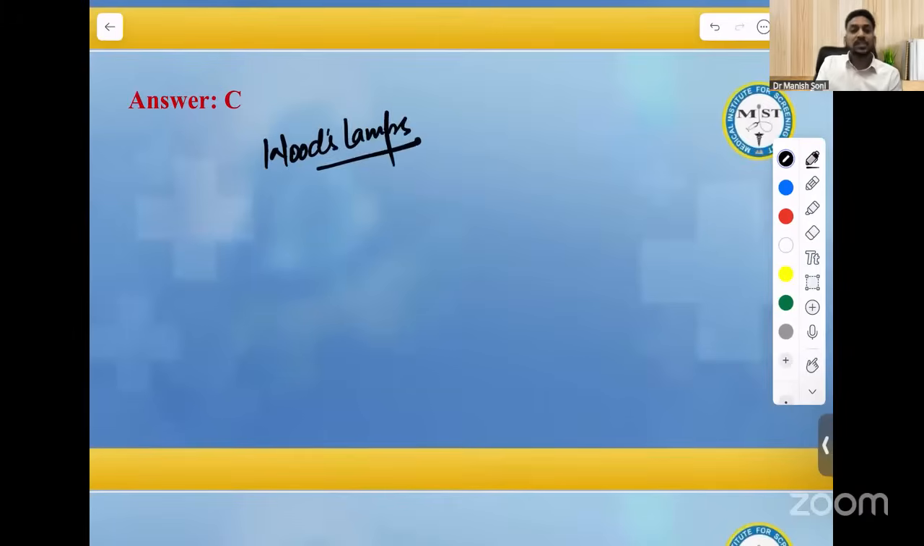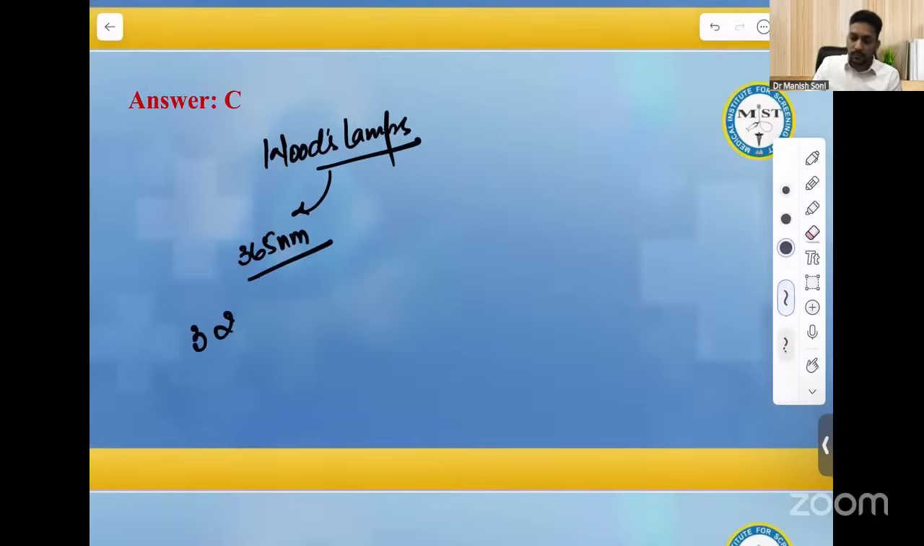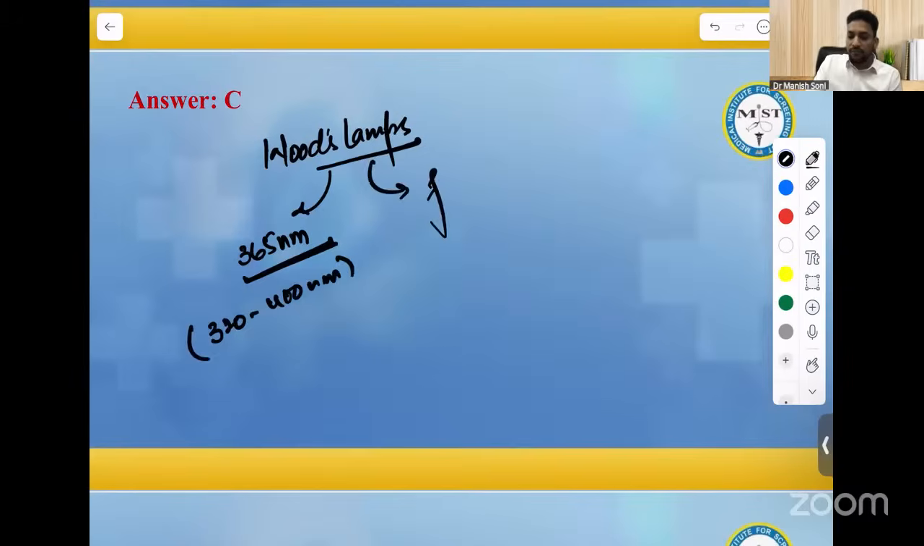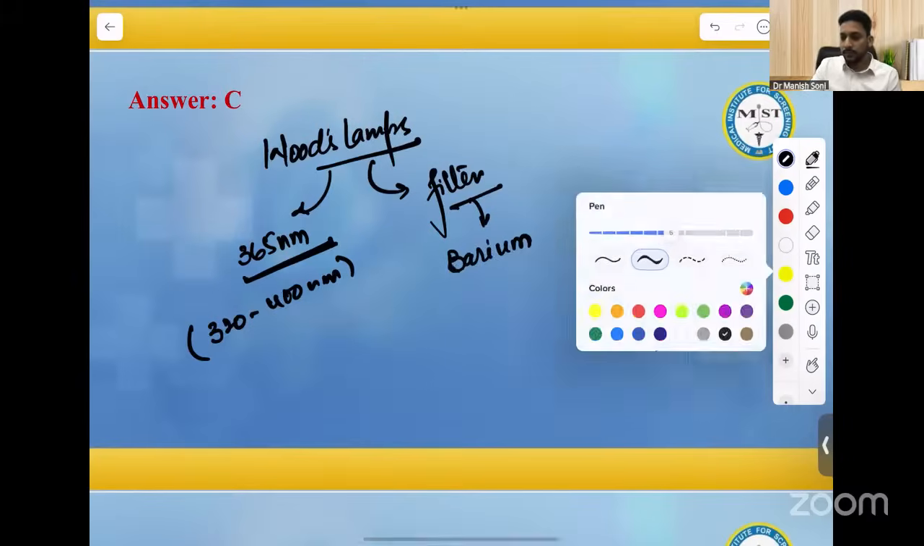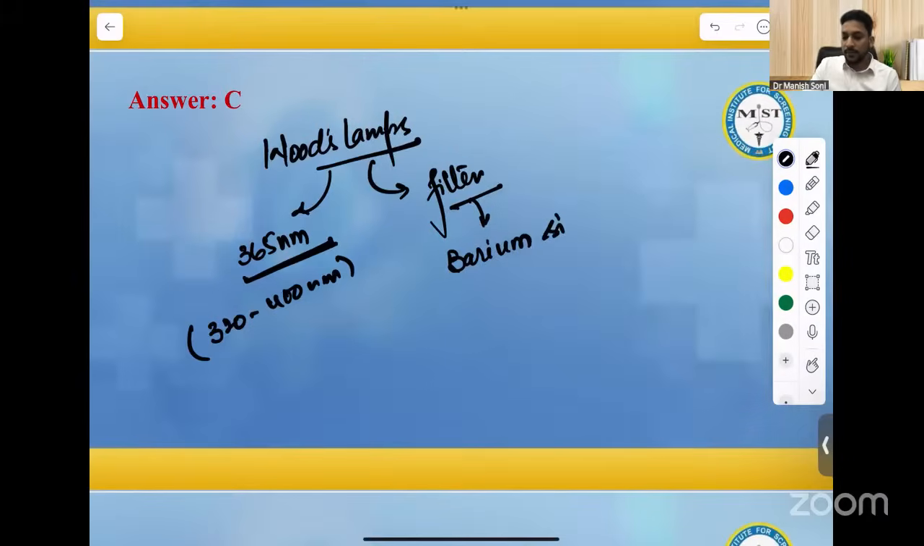Do you know what is a Wood's lamp? Wood's lamp emits light of 365 nanometer. The range is 320 to 400 nanometer. And the filter of this lamp is made up of barium silicate and 9% nickel oxide.